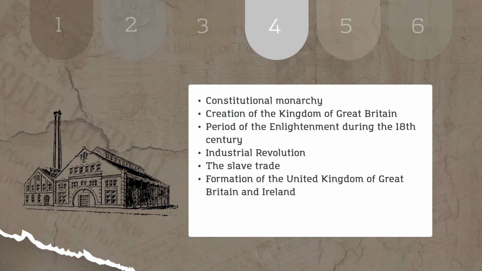the Union of Northern Ireland with England, Wales, and Scotland to form the United Kingdom of Great Britain and Ireland, the independence of a number of American colonies, the wars with France and the Crimean War, the growth of the British Empire, and the development of democracy.